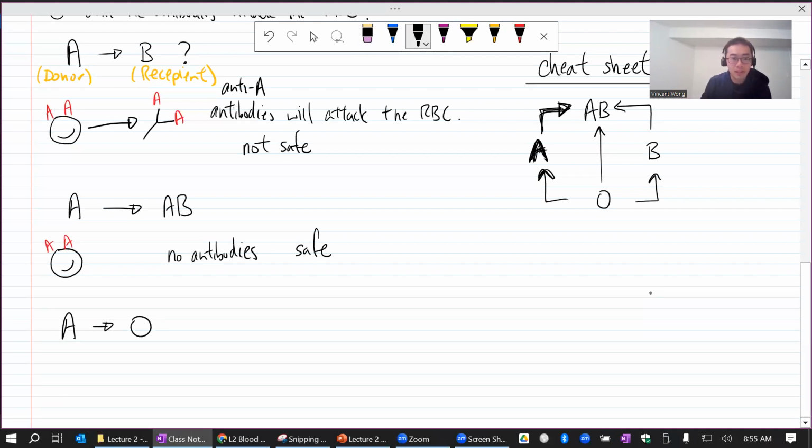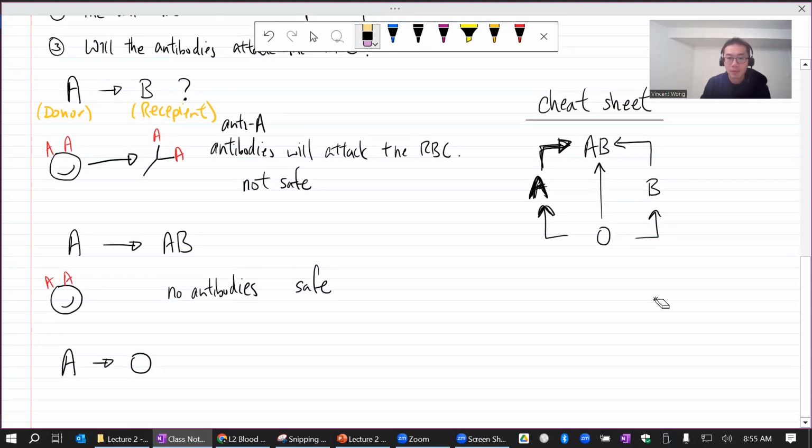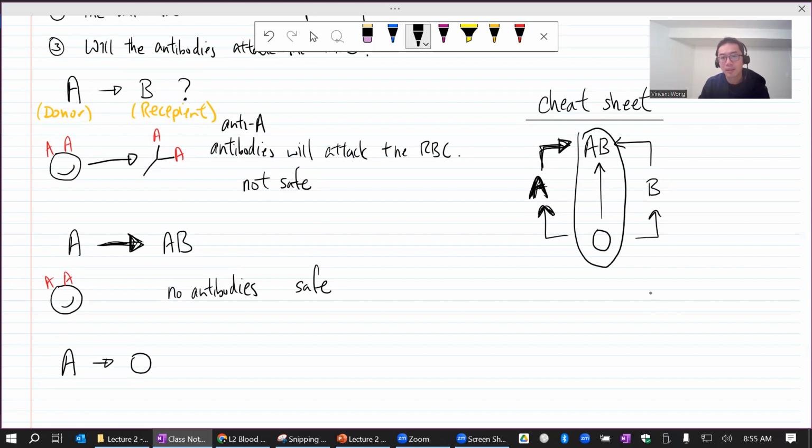Let's see. In this cheat sheet again, is this O the donor or the recipient? You guys understand this arrow stuff, right? In this arrow, the first thing is the donor, the second thing is the recipient. So it depends what you're looking at. Let's say you're looking at this. Who's the donor in this thing that I circled? Blessing, tell me. O is the donor. That's right. So it says O can give to AB. That's what it means. Do you understand now? If I look at this, then O can give to B. All right, so let's see, can A give to O, yes or no?